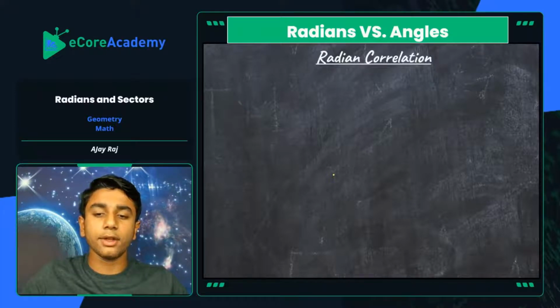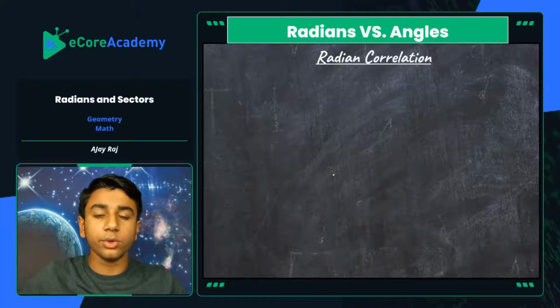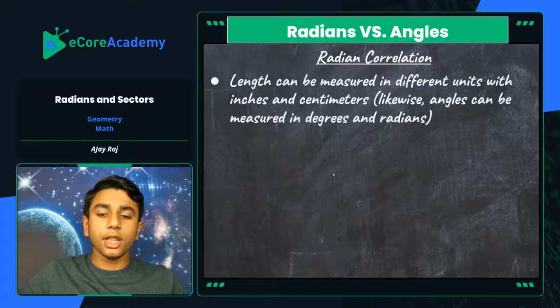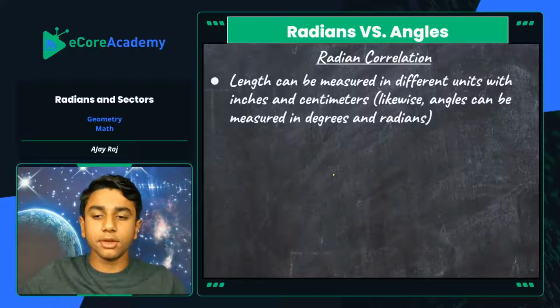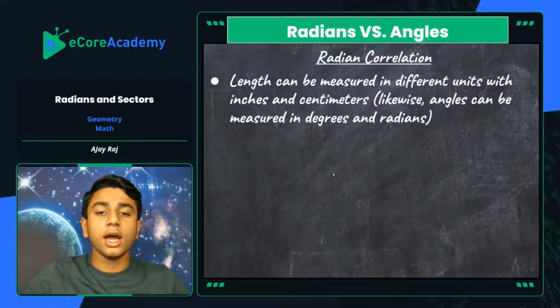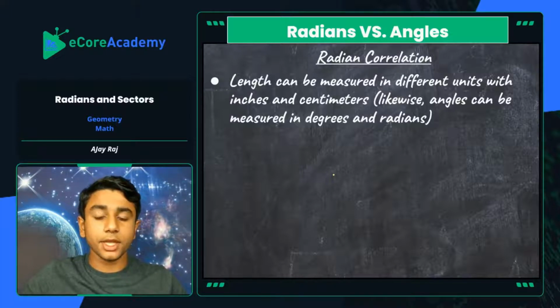So let's look at radian correlation. Let's look at what radians have in common with circles and how we can actually utilize them apart from angles. Radians aren't actually as commonly used compared to angles in just about any real life situation, except for the fact that they do have heavy correlation with circles, and that they can often be utilized with circles when it comes to specific formulas, such as our sector formula that I'm going to be showing you today. So length can be measured in different units, with inches and centimeters. Likewise, angles can be measured in degrees and radians. All this is just a comparison between radians and angles, which are two different measurements, such as inches and centimeters. Either one can have their own benefits, but in this day and age, angles are much more superior, as I stated before.